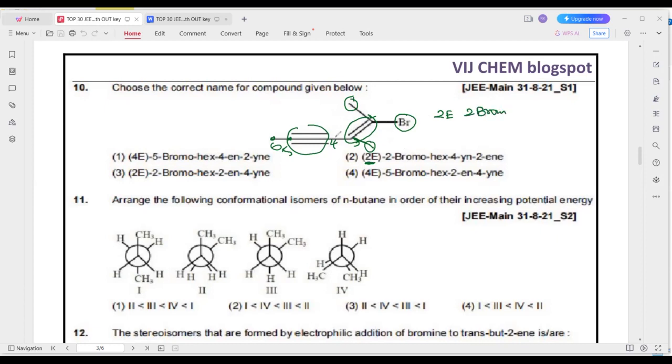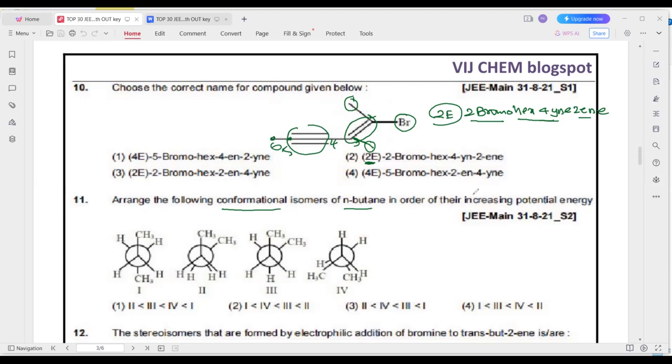Then how many carbons are there in total? Six carbon atoms: 2 bromo, hex, 4 triple bond, 2 double bond, en and yne. So once again, 2E, that is on the second carbon, this is attached to 2 bromo, the second got the bromine, and hex, a total of 6 carbons are there, 4 got the triple bond, 2 got the double bond. Okay. So this is how we can write the naming of compounds with a double bond, functional group and triple bond as well.